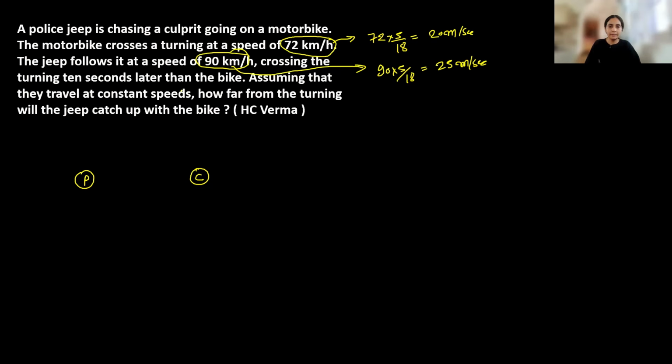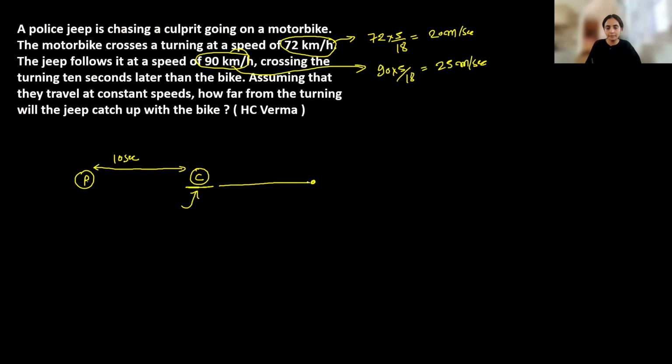The jeep crosses the turning 10 seconds later than the bike. So there is a turning, and obviously the culprit crosses it and then the police crosses this turning 10 seconds later. So we can say that at the time when the culprit is crossing the turning, the time difference between these two is going to be 10 seconds, because after 10 seconds this police jeep will cross the turning. Assuming that they travel at constant speed, how far from the turning will the jeep catch up with the bike? So at what distance from the turning will the police be able to catch the culprit?